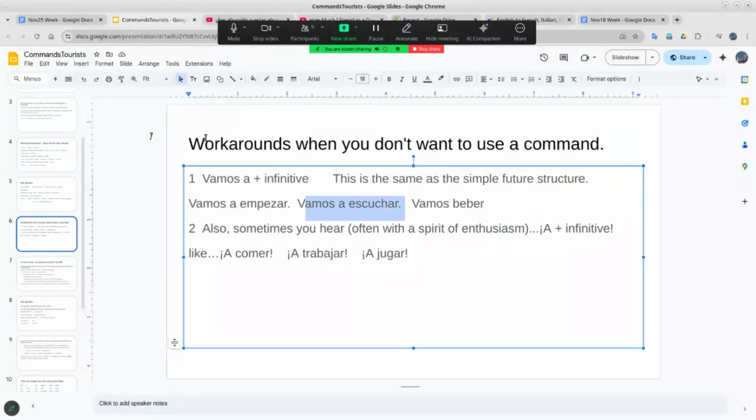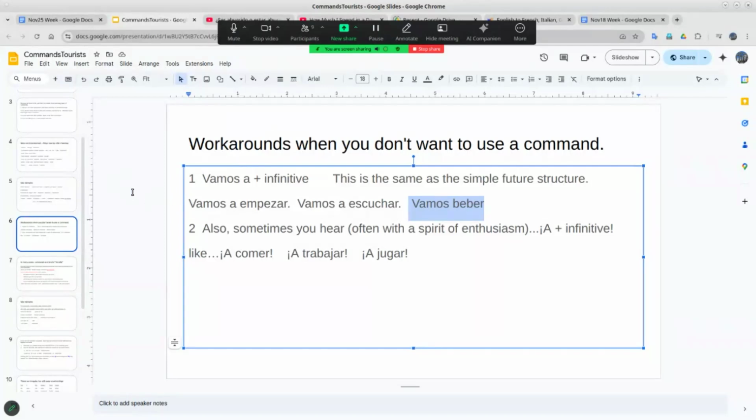Instead of escuchemos, you could hear vamos a escuchar. Instead of bebamos, let's drink, let's drink ourselves under the table, you can say vamos a beber. So, vamos a does mean, in fact, we're going to do this soon. We haven't done it yet, but it can be a command. How do you know whether it means future or command? You just know from the context. Yeah?